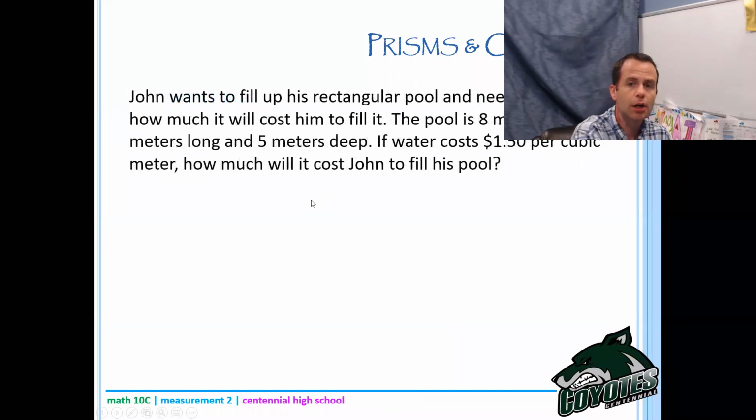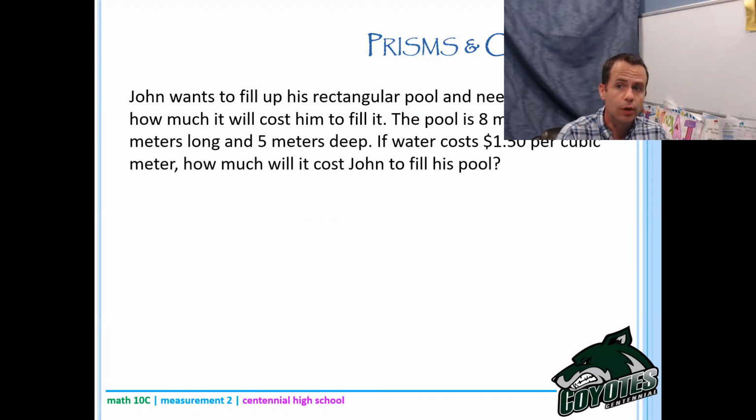All right, so let's try a few things together. First guy, John wants to fill up his rectangular pool, and he needs to figure out how much it will cost him. Now, if I'm talking about filling up a pool, am I talking about volume or am I talking about surface area? I'm talking about volume. So the pool is 8 meters wide, 12 meters long, and 5 meters deep. Okay, and then water costs $1.50 per cubic meter, and we're trying to figure out how much it will cost John to fill up his pool.